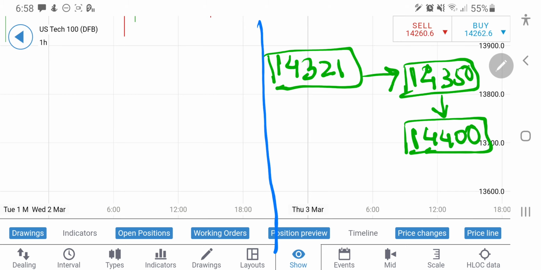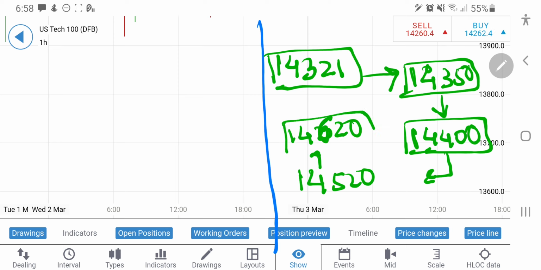I think it can continue till there, but it has to drop. Remember, mark my words, it has to drop. It is overbought and it can sustain this, but yes, it needs to drop. If not today, then tomorrow, possibly. Beyond 14400, again it will be looking at 14520 and 14620 levels. These two levels are definitely a stronger resistance zone for Nasdaq 100.